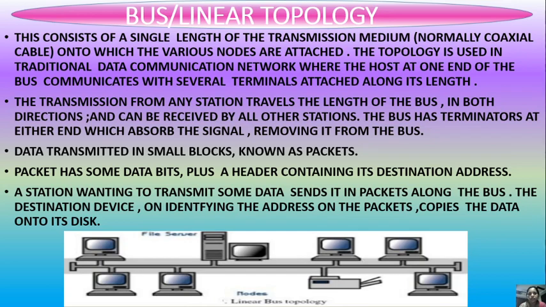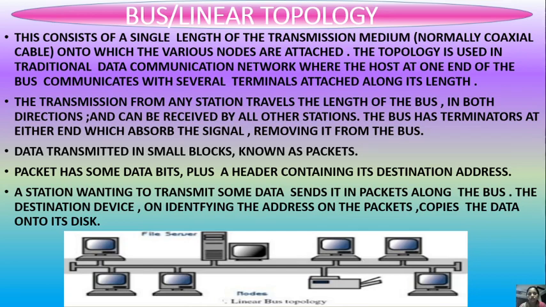The transmission from any station travels the length of the bus in both directions and can be received by all other stations. The bus has terminators at either end which absorb the signal, removing it from the bus. Data is transmitted in small blocks known as packets. A packet is a piece of a message. A packet has some data bits plus a header containing its destination address.